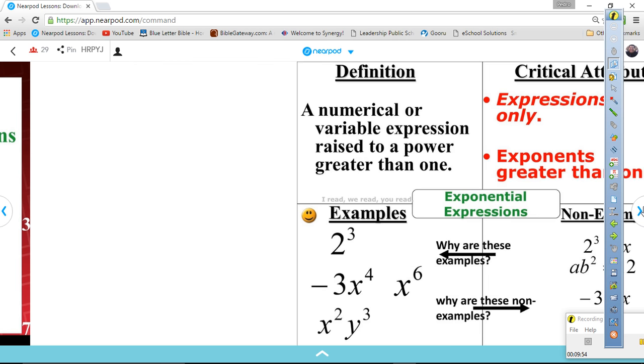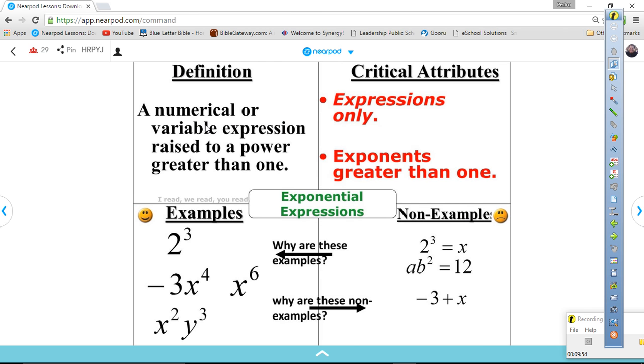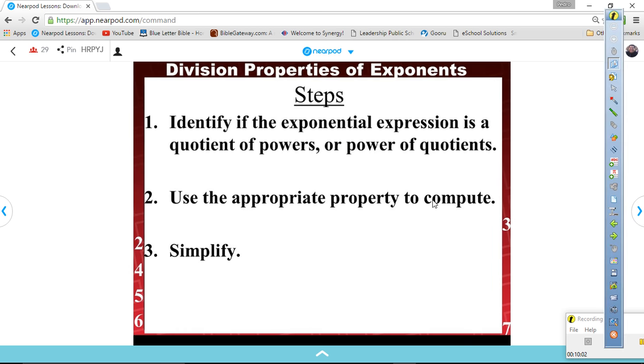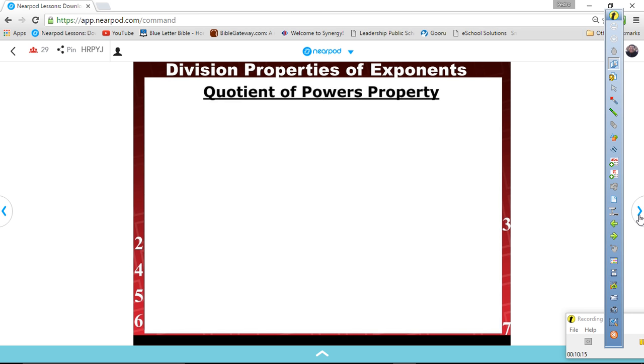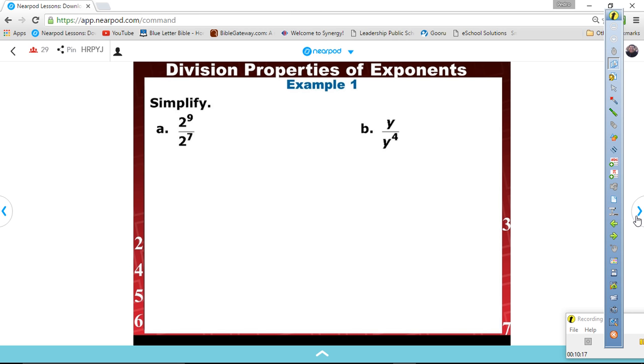You already have these notes. And we said that exponential expressions are numerical or variable expressions raised to a power greater than 1. The steps I said were the same as the multiplication steps except for the two properties, quotient of powers and power of quotient. So we already know quotient of powers. Today we're going to cover power of quotients. But there's one more set of problems that I want us to cover.